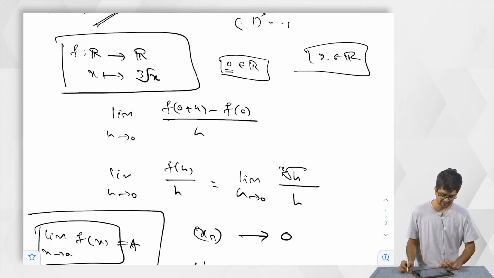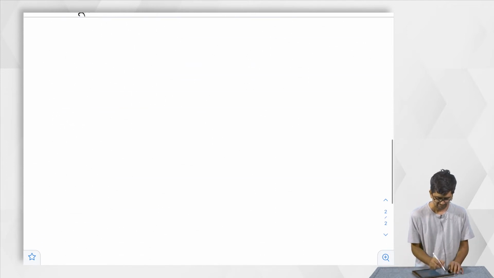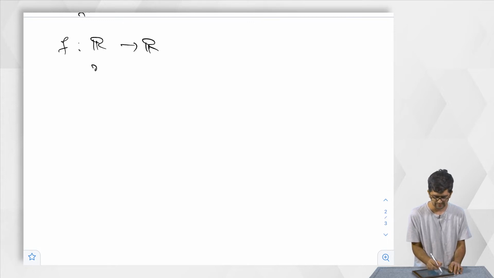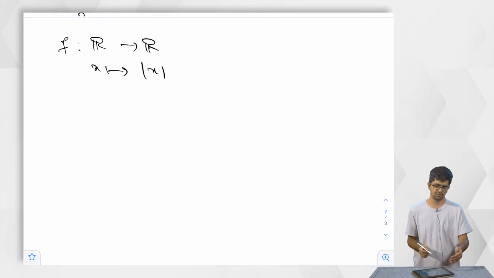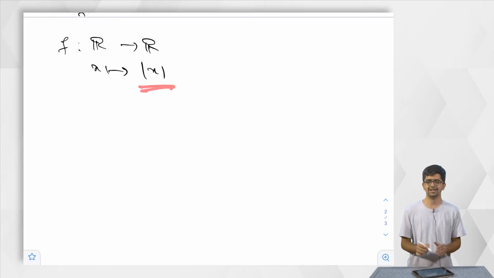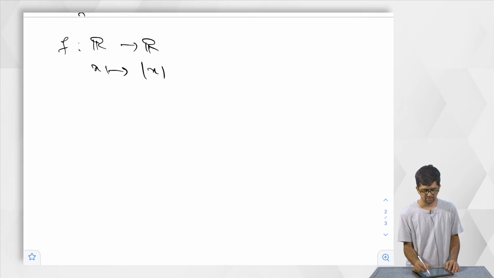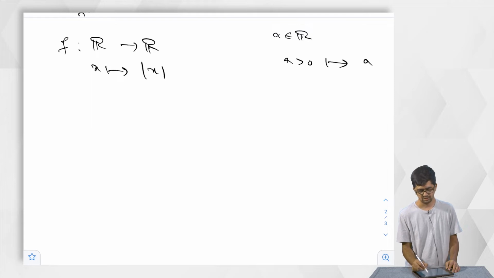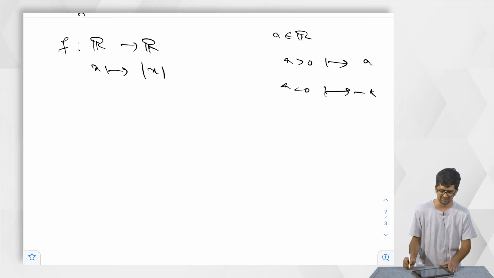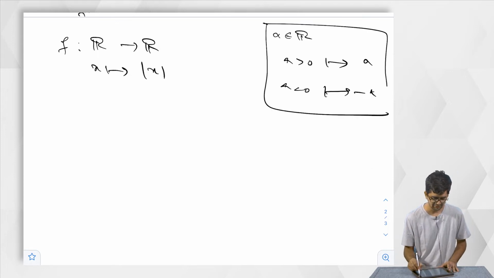Let us try one more example. Again, it is from R to R, x goes to mod x. Previously, we were dealing with a cube root function, now we are taking this mod function. I am assuming you know what this is, a function defined in the following way. For an element a belongs to R, if a is positive, it is assigned to just a, if a is negative, it is assigned to minus a. If a is 0, then it is assigned to just 0. This f we are calling the modulus function.